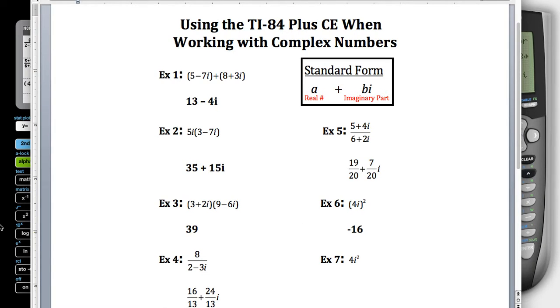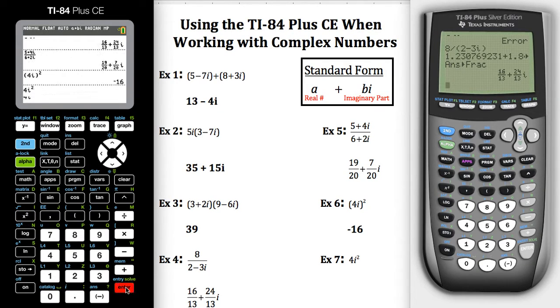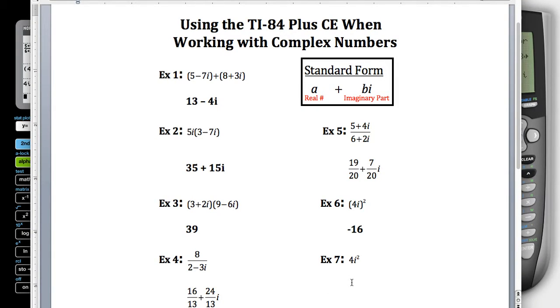Negative 16. Alright, now doing it again for example 7 without a set of parentheses, the calculator will take care of that for you. Just a 4 and then your i squared. Hitting enter, we get negative 4, which is what we suspected would happen.